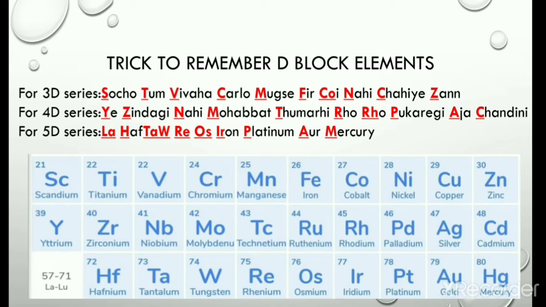सोचो तुम विवाह कर लो मुझसे फिर कोई नहीं चाहिए जान, in which the red underlined capital words are the first letters of the elements. So from Socho, S stands for scandium, from Tum, T stands for titanium, from Vivaha, V stands for vanadium, from Karlo, C stands for chromium, from Mujhse, M stands for manganese, from Fir, F stands for iron, from Koi, CO stands for cobalt, from Nahi, N stands for nickel, from Chahiye, C stands for copper, from Jan, Z stands for zinc.